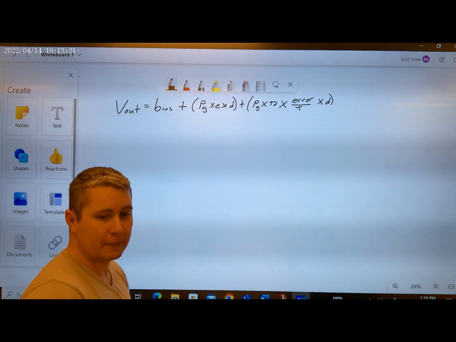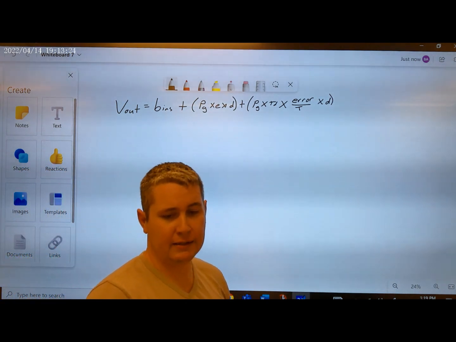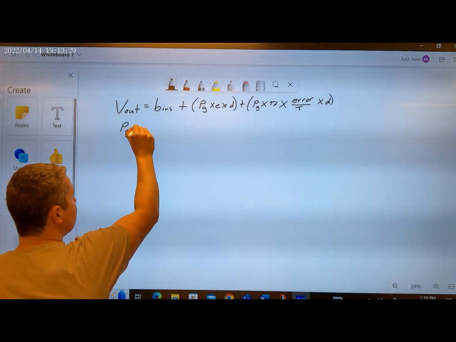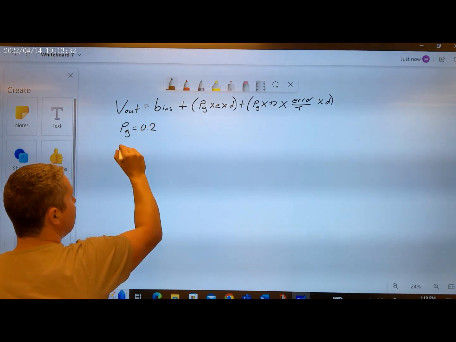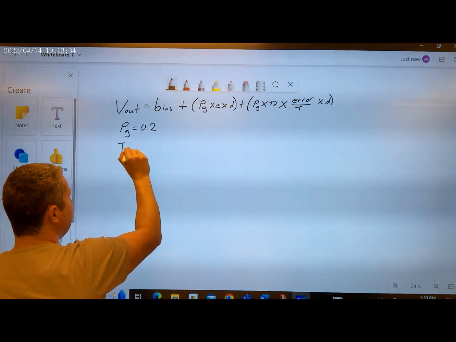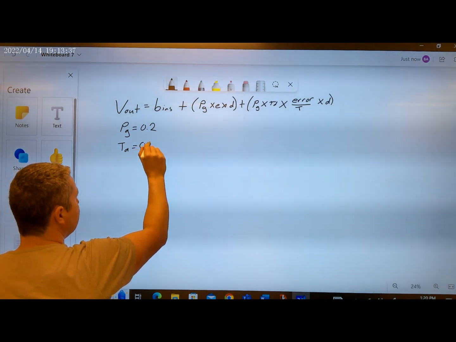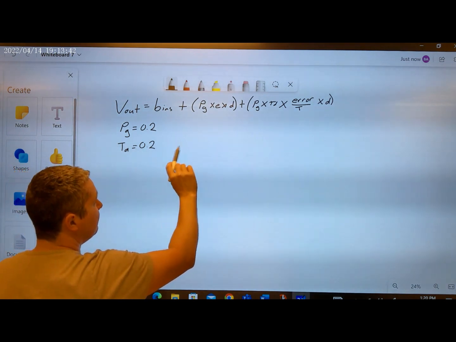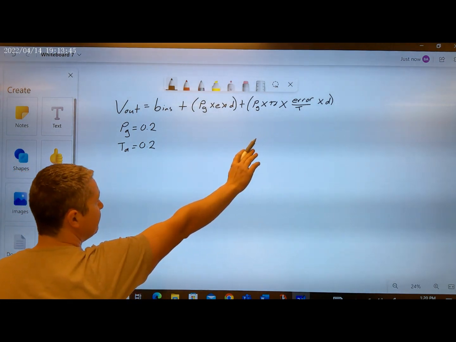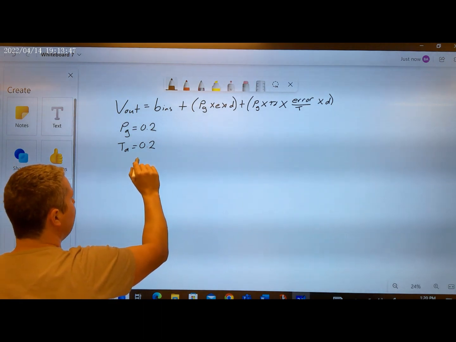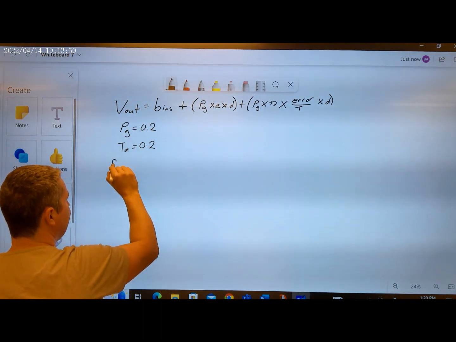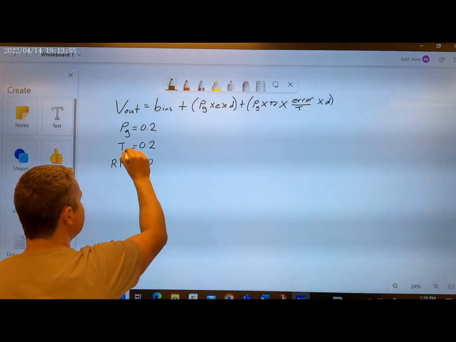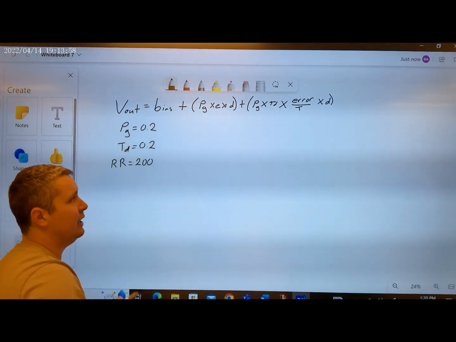Let's say that we have a proportional gain of 0.2, a derivative gain of 0.2. We are going to have a ramp rate of 200. Okay, so I'm just going to call this ramp rate. Where is that TA? That is TD. That's the way it is in our controller.